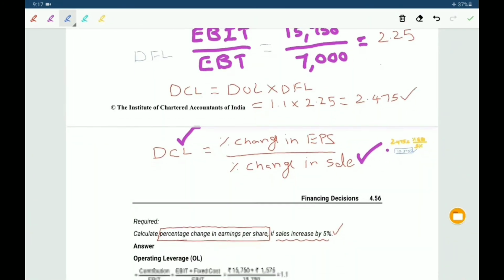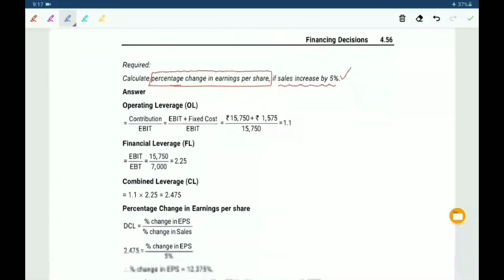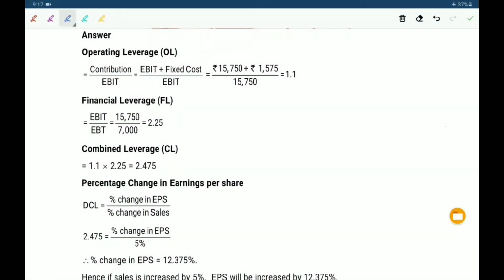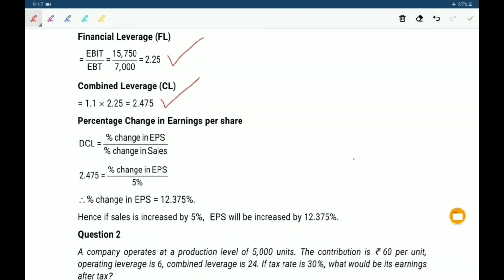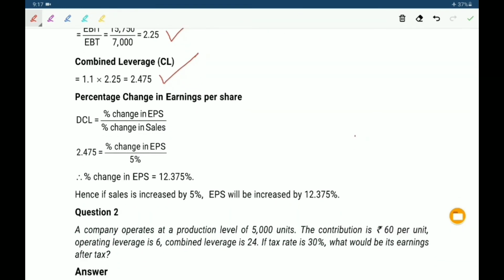This is problem number 1. Now we go to the answer in the practice manual. Operating leverage we found as 1.1, financial leverage 2.25, combined leverage 2.475. After that, using the combined leverage formula, we find the percentage change in EPS.